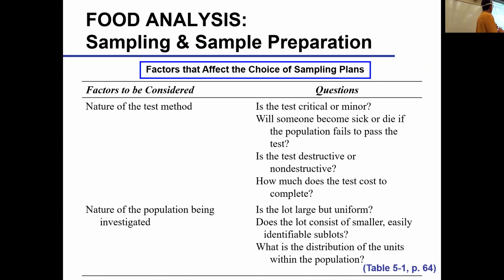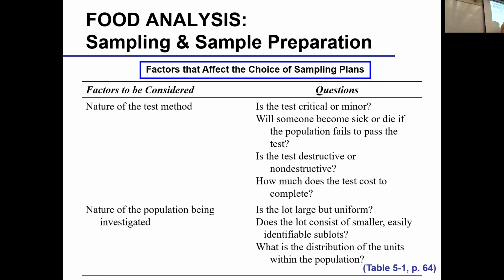Nature of the test method. Is it a destructive test or is it a non-destructive test? So am I doing metal detection? That's non-destructive. Am I doing FTIR or NIR? It's non-destructive. Or am I taking a sample to use it for, let's say, protein determination with a nitrogen analyzing unit? That's a destructive method. So what's the nature of the test? Determine how I'm going to use those samples for testing.